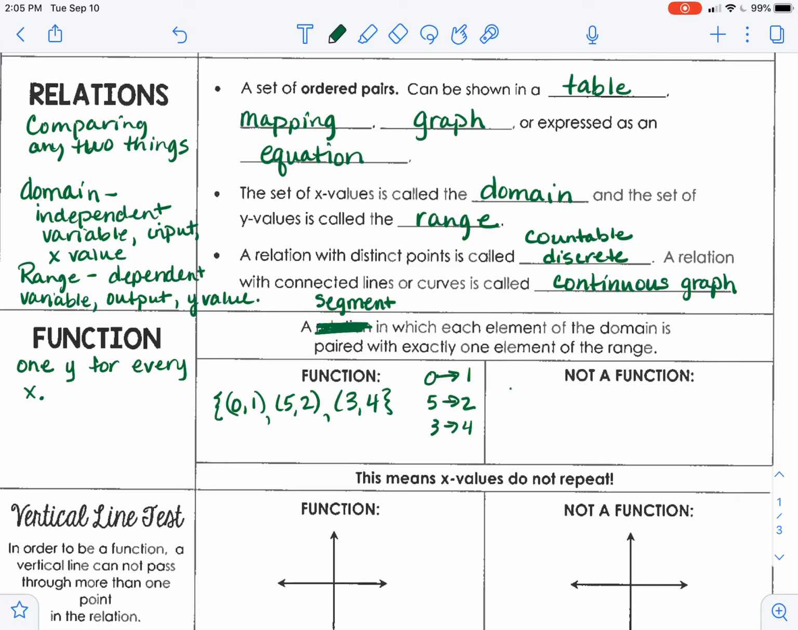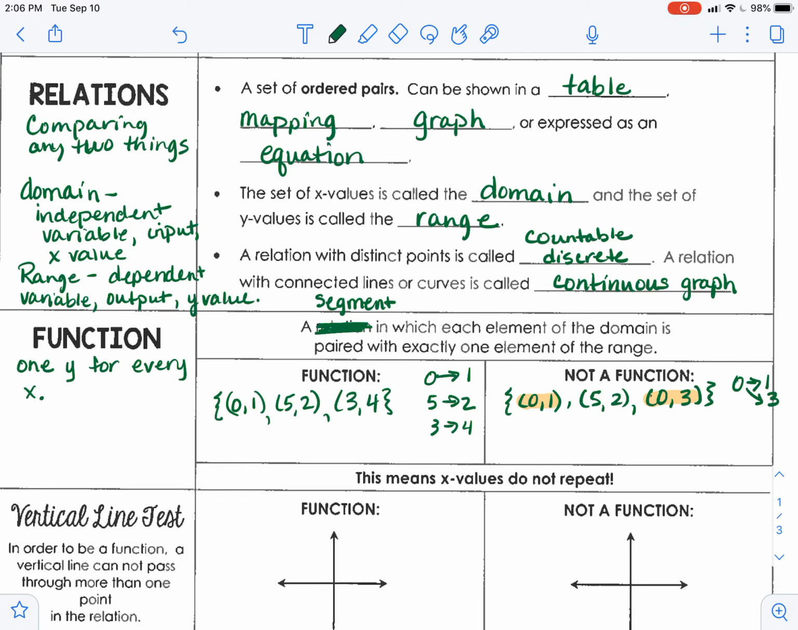An example that would not be a function is if I had (0, 1), (5, 2), (0, 3). In this case, 0 goes to 1, but 0 also goes to 3, and that makes it not a function, because 0 goes to more than one thing.